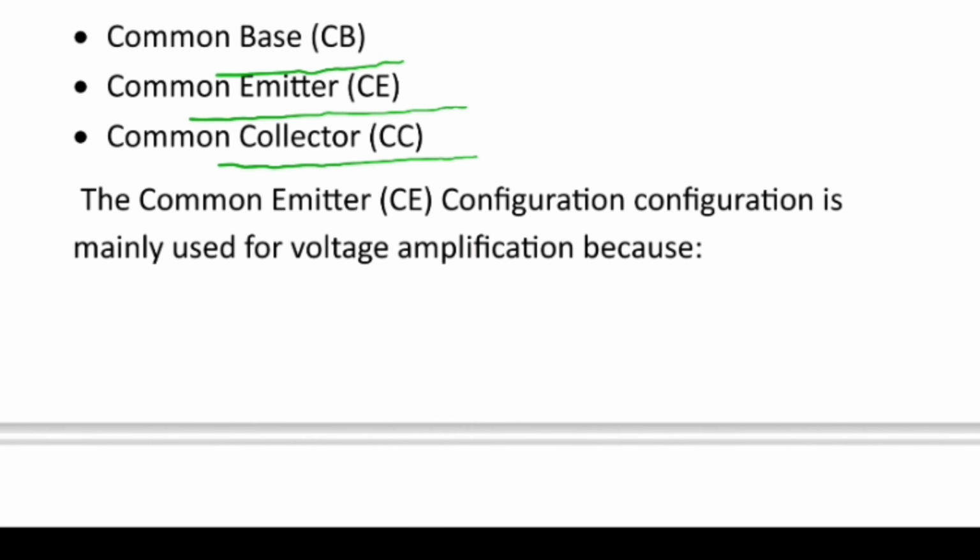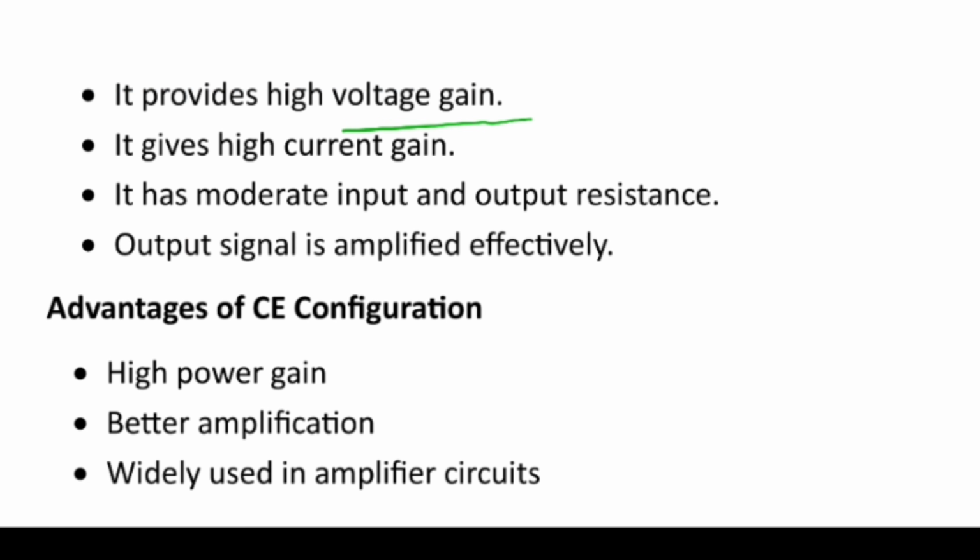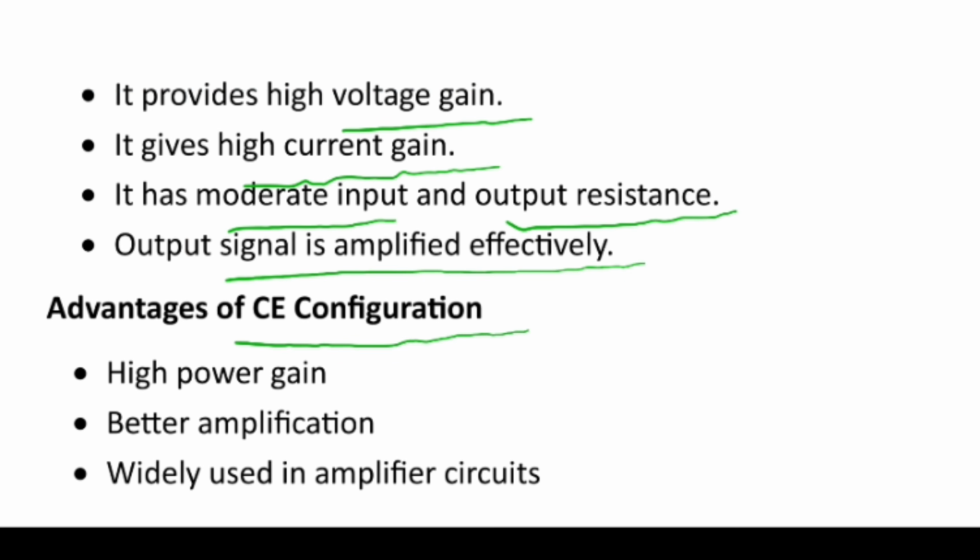The common emitter configuration is mainly used for voltage amplification because it provides high voltage gain and high current gain. With moderate input and output resistance, the output signal is amplified effectively. Coming to the advantages, the CE configuration has high power gain and better amplification, and is widely used in amplification circuits.